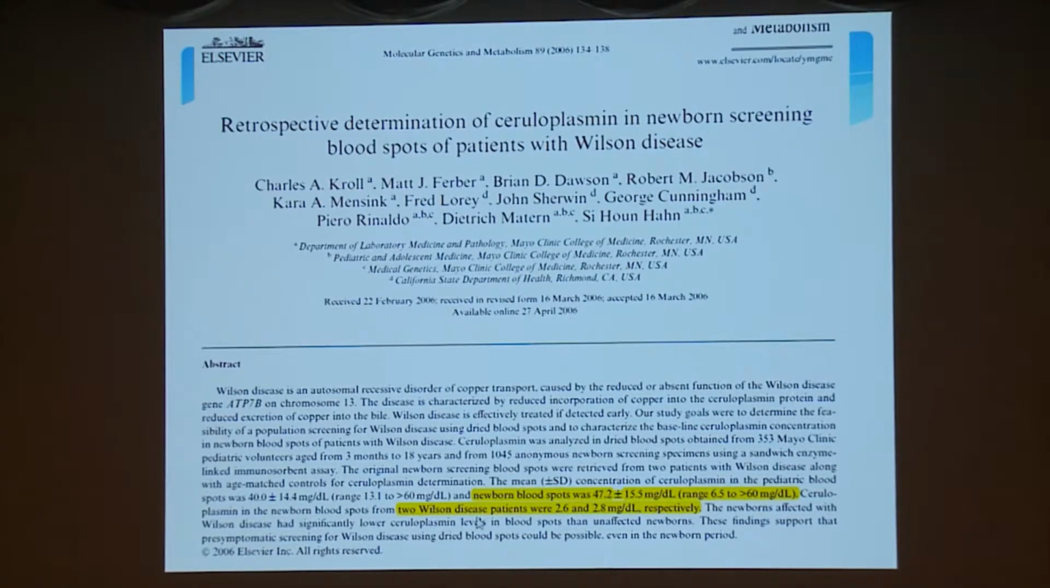They had 2 Wilson disease patients who presented later, so they went back to the dried blood spot at the newborn period and found that it was 0.026, or 2.6 milligram per deciliter. It's still far below the newborn normal range, which is around 6.5 to greater than 60 milligram per deciliter. So this group says that if this is a genuine Wilson disease patient, they can still be picked up at newborn age with a very low, almost undetectable ceruloplasmin, provided that the assay is sensitive enough, and ELISA is a more sensitive tool for this.